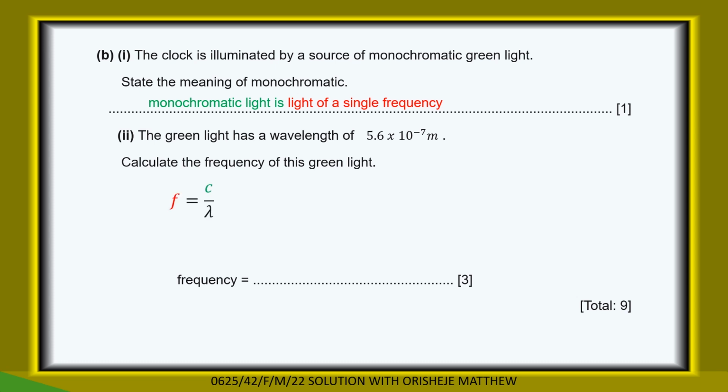So frequency is equal to the speed of light divided by the wavelength, lambda. If you substitute, 3 times 10 raised to 8 meters per second divided by 5.6 times 10 raised to minus 7 meter, that gives us 5.36 times 10 raised to 14 hertz. That is the frequency of the green light. With that, we've come to the end of question 5. So let's go to question 6.